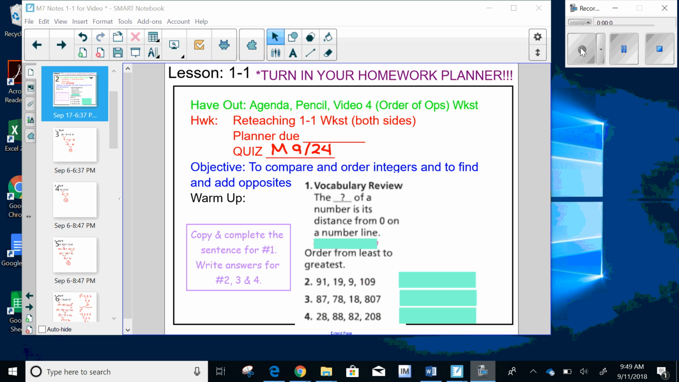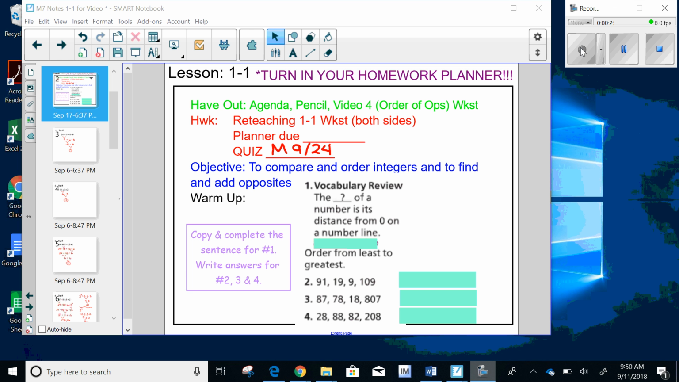Okay guys, just a couple of reminders before we start the lesson for today. On your way in, you should have picked up 3 papers. One is your homework, Reteaching 1-1. One is your new Chapter 1, Part A homework planner, which you're going to do this warm-up and objective on. And then the third one is a note-taking guide, which is your classwork for today. So make sure you have all 3 of those.